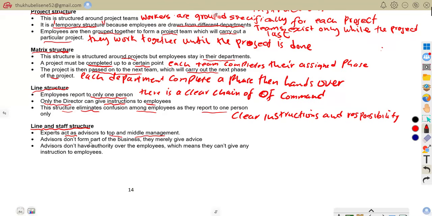Advisors don't form part of the business. They merely give advice. So it means that they are external consultants. For example, a tax consultant hired only for tax season. That is that. Advisors don't have authority over employees, which means they cannot give any instruction to employees. So they cannot instruct workers. That is that.